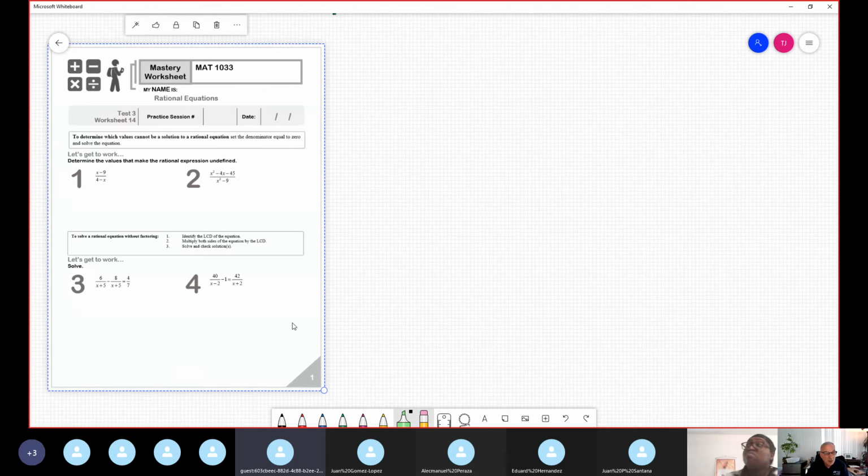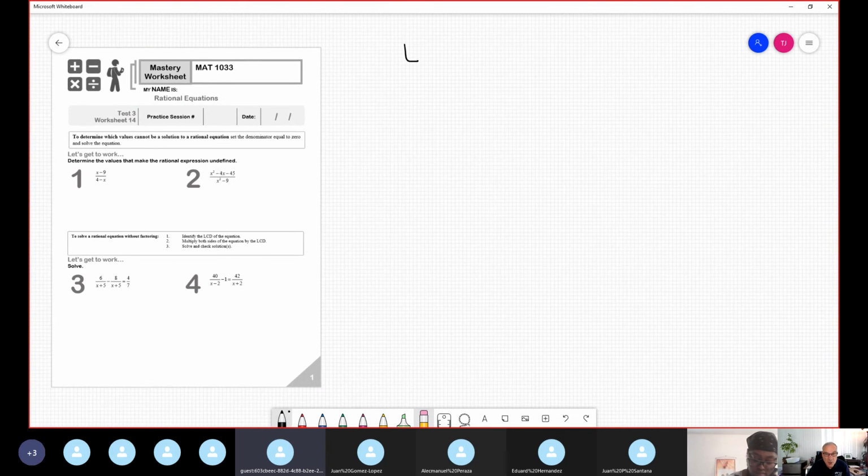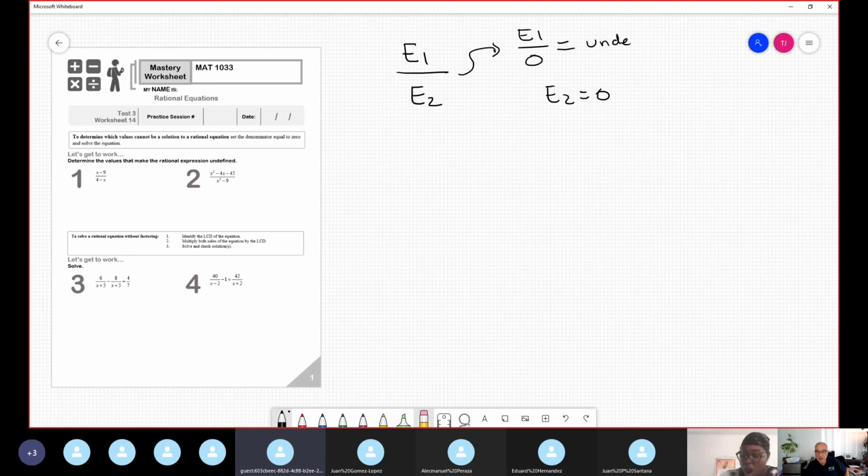What does that mean? Undefined means you have a rational expression. A rational expression is a division of two expressions. Suppose expression 1 divided by expression 2. It's a rational, that's the definition. To be undefined, the only possibility is when the expression in the bottom is 0. When the expression in the bottom is 0, automatically you have something divided by 0, and division by 0 is totally illegal. So we declare it undefined.